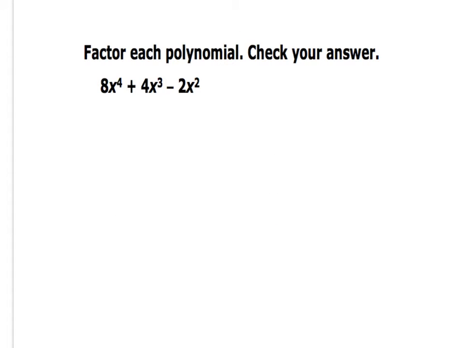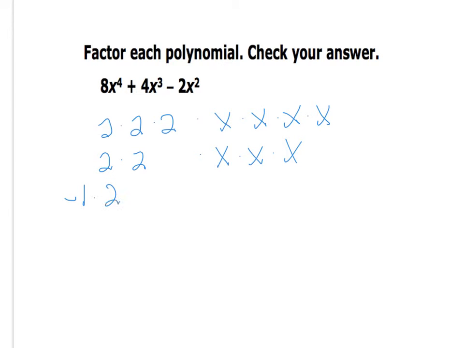All right, let's take a look at this one here. Now we have 3 terms here. So now the 8 is going to factor down into 2 times 2 times 2 times, and I'm going to have 1, 2, 3, 4 x's. Now the 4x cubed is going to be 2 times 2 times x times x times x. And then the negative 2x squared is going to be negative 1 times 2 times x times x.